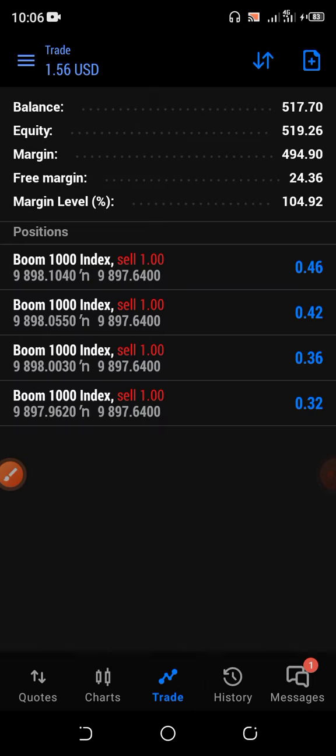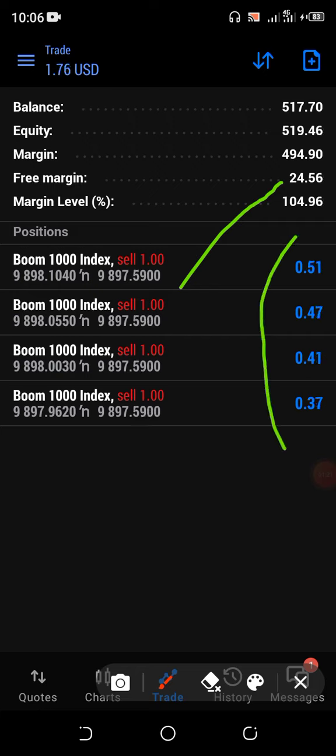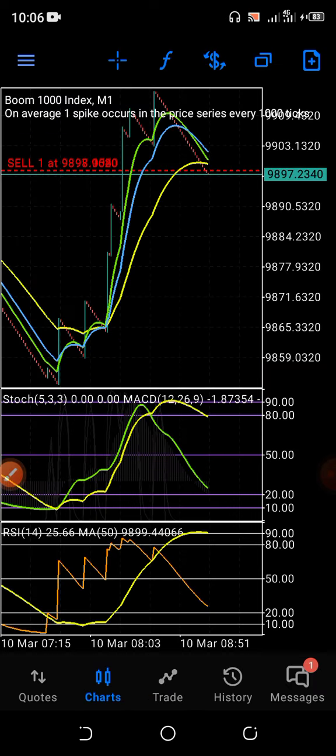If this market should spike now, with this loss size I'm using, it will be so disastrous. Each of these things can be so heavy that I may be forced out of the market. The $500 here will be a drama. Do you see that? But let's see how it's going to go.